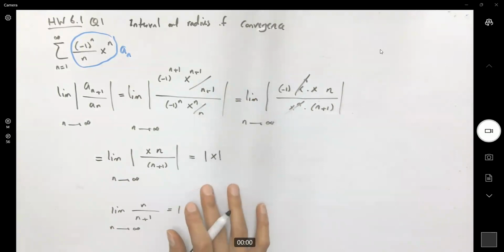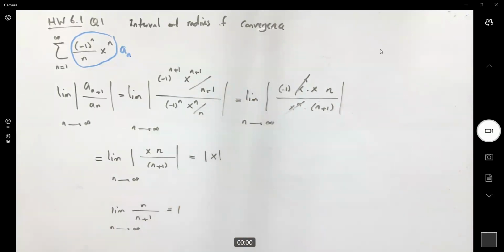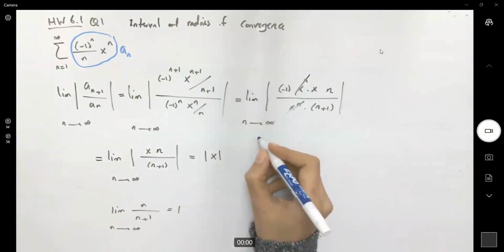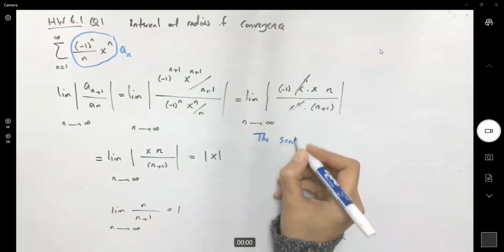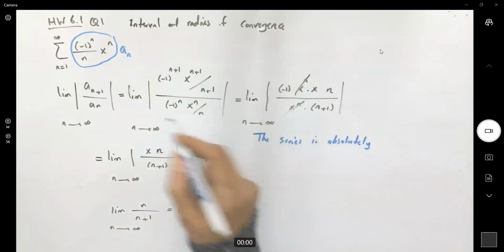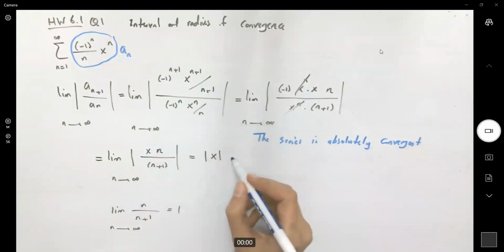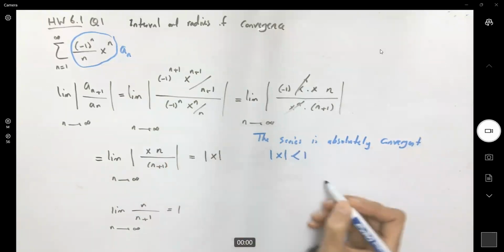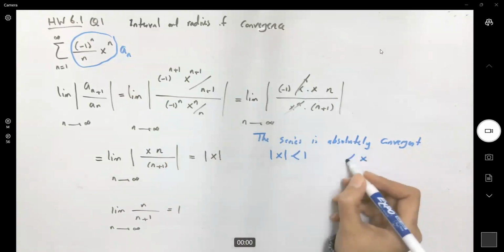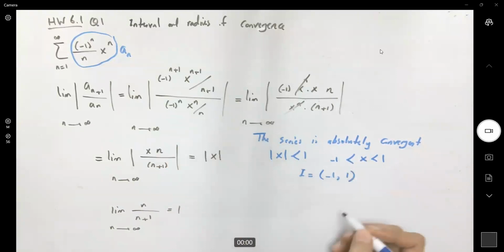So we know that a series is absolutely convergent if this absolute value is less than 1. You will recall the series is absolutely convergent, because we're using the absolute value, if the absolute value of x is less than 1. It means that x is sandwiched between -1 and 1, so the open interval of convergence is -1 to 1.